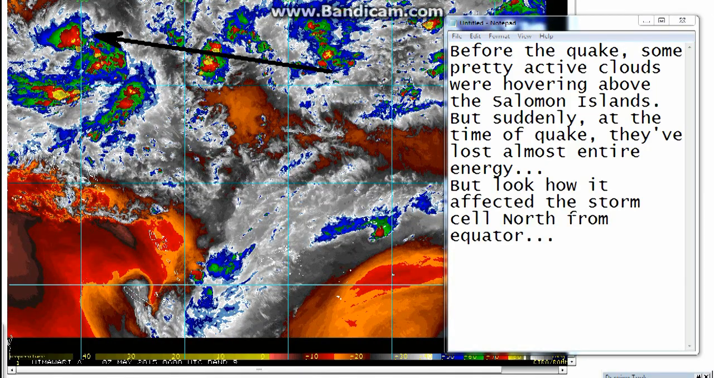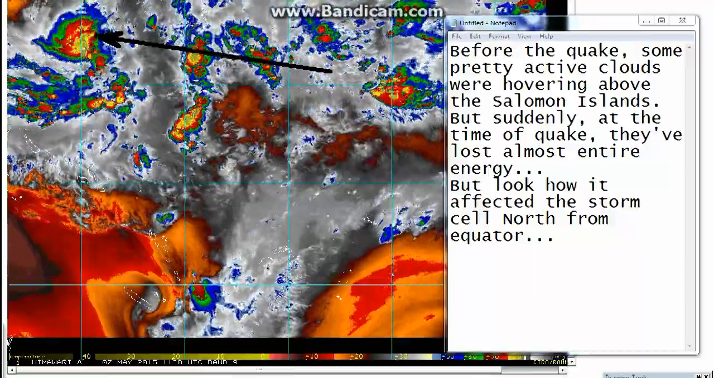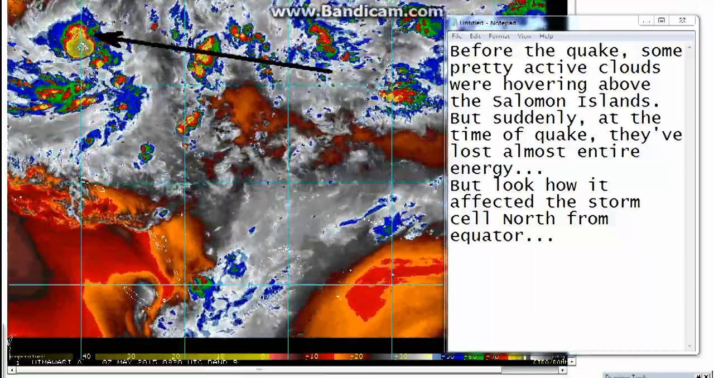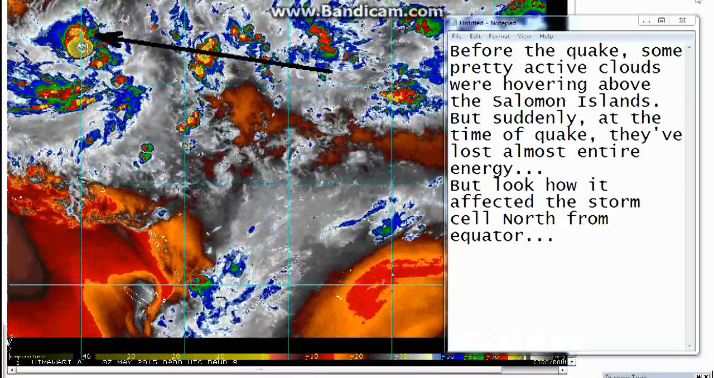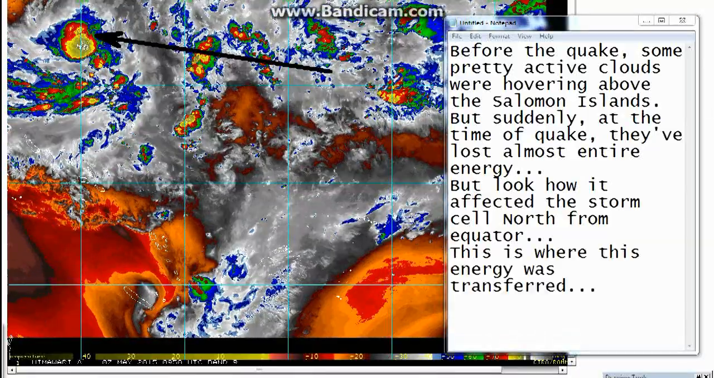But look how it affected the storm cell north from Ecuador. This is where this energy was transferred.